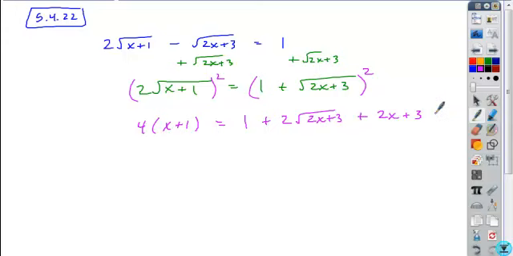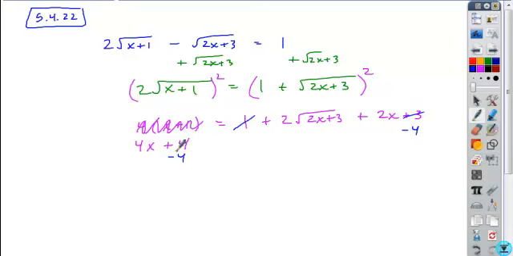And once I get to this step, what I can now do, I'll go ahead and distribute my 4 through. So 4x plus 4. And I'm going to move everything over. I solve the resulting equation. It is once again a radical equation, so I isolate this radical. So in doing that, what I'm going to do is add 1 and 3 is 4, so I'm going to subtract 4 from both sides.